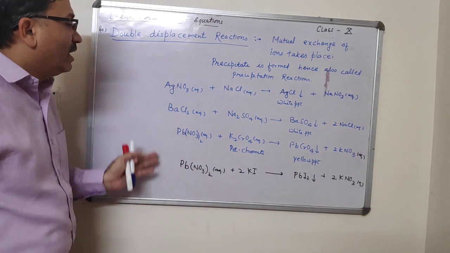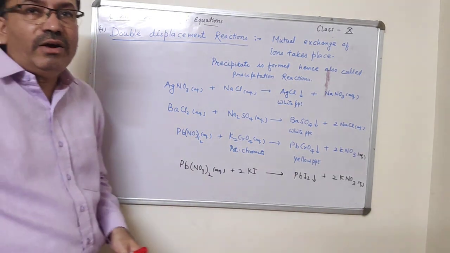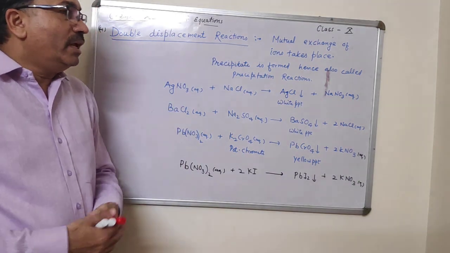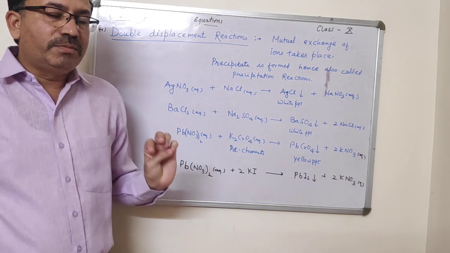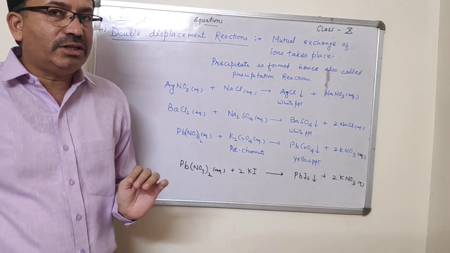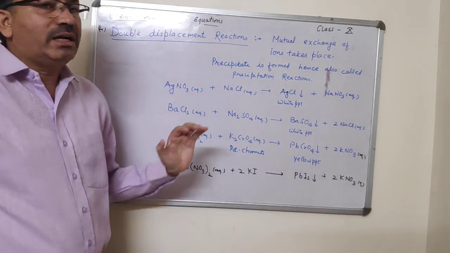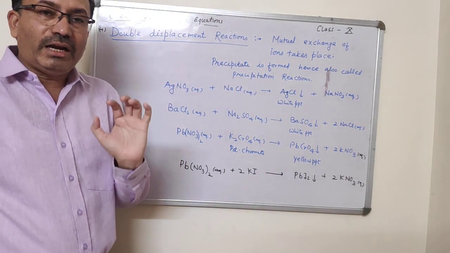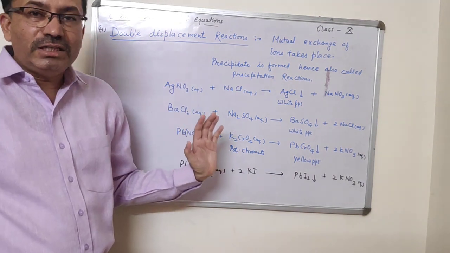So these are a few examples of double displacement reactions. In total we have four categories of reactions: combination, decomposition, displacement and double displacement reactions. Okay, so this is all about the four basic kinds of reactions. You can practice this from your textbook as well as from the exercise questions, right?